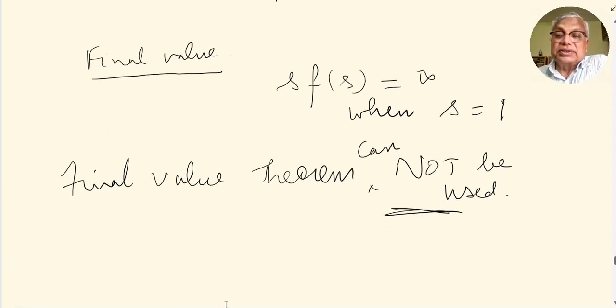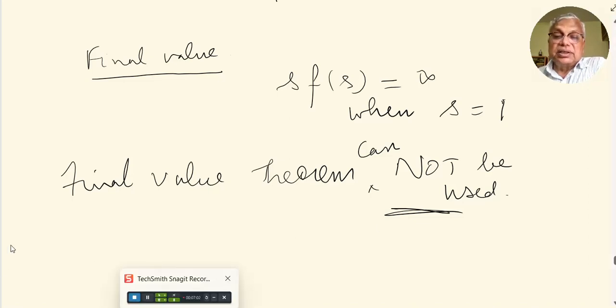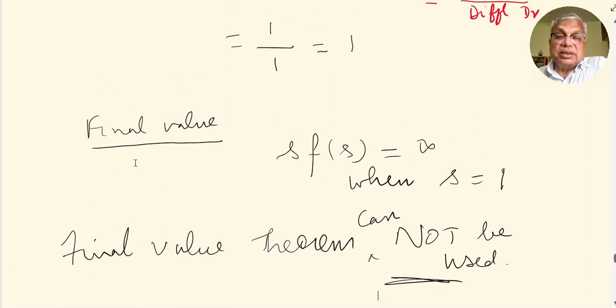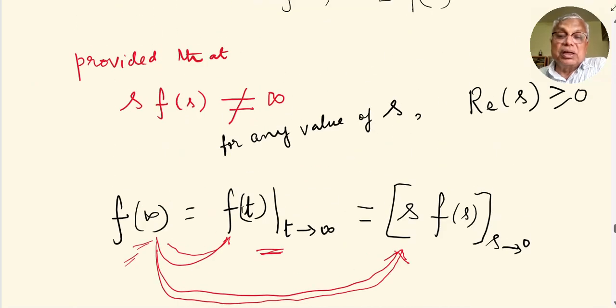Okay, so this is the point to be remembered while using the final value theorem. To use the final value theorem, s into F of s should not be equal to infinity for any value of s satisfying the relation real value of s greater than or equal to 0. Okay.